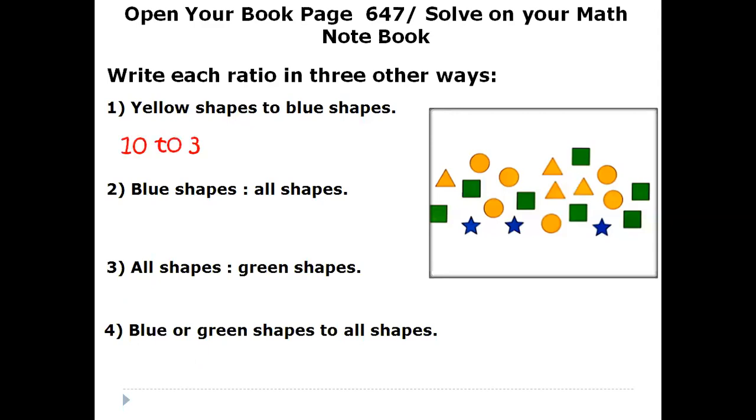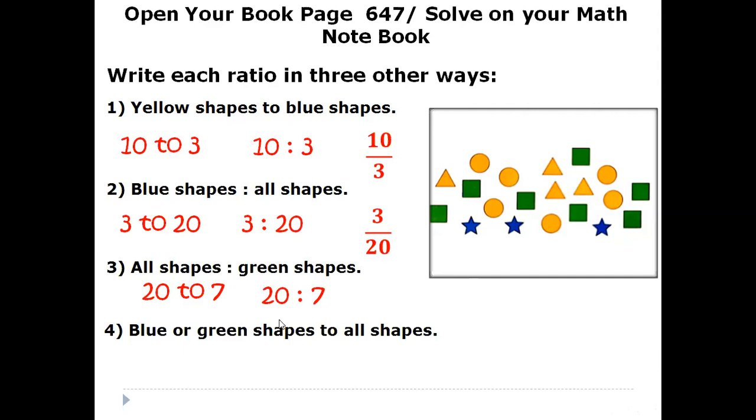Let's see the answers now. Yellow shapes to blue shapes, 10 to 3, or with columns or bars. Blue to all the shapes. There are 3 blue to 20 shapes. All shapes, which is 20, to the green ones. The green ones are 7.